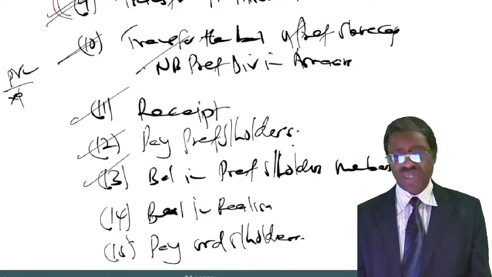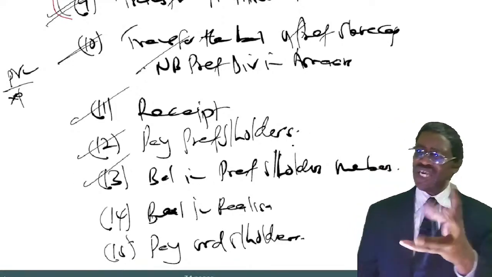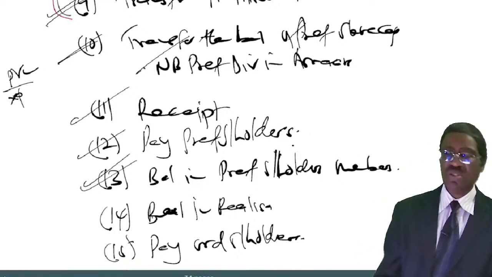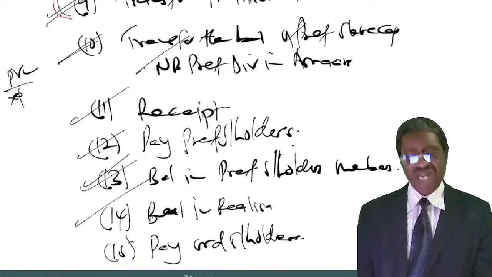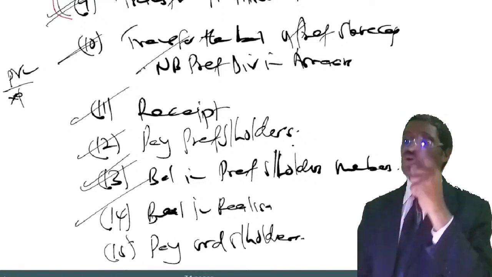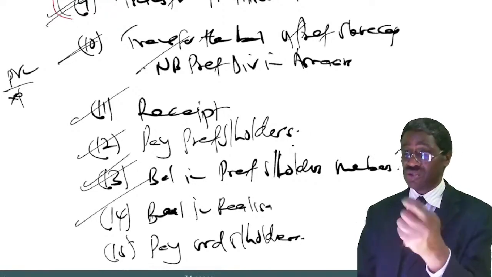That's number 12. Number 13, whatever is the balance in the preference shareholders account, being a gain or loss on payment, take it to the realization. Number 14, the balance in the realization account, being either gain or loss on selling your business, that is being a gain or loss on realization.